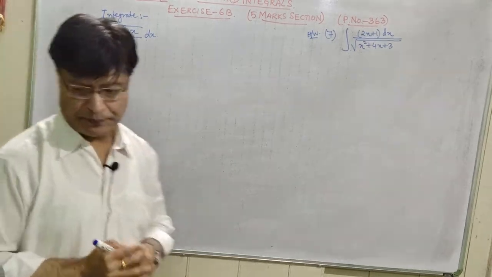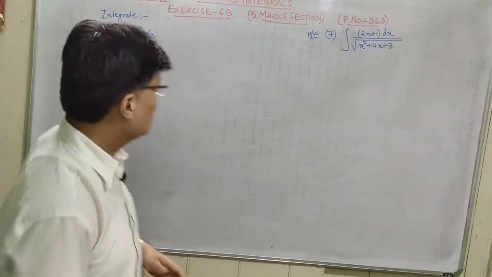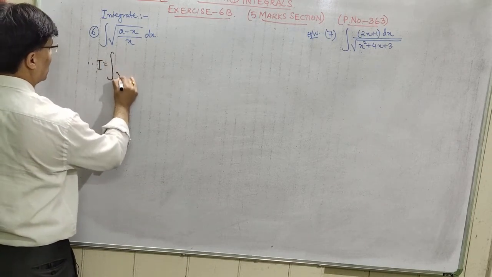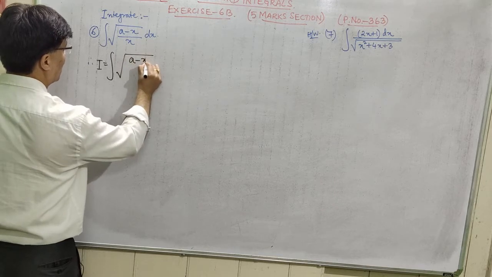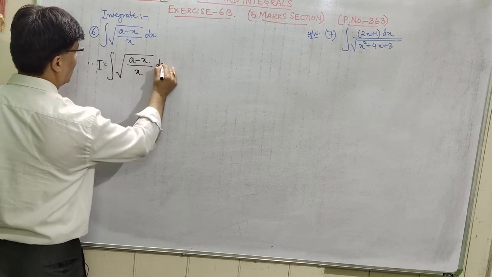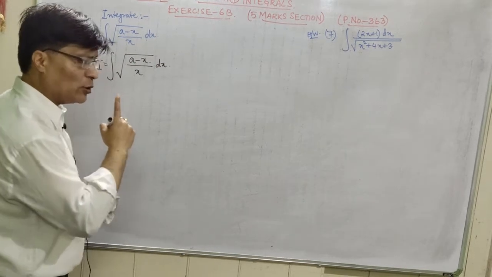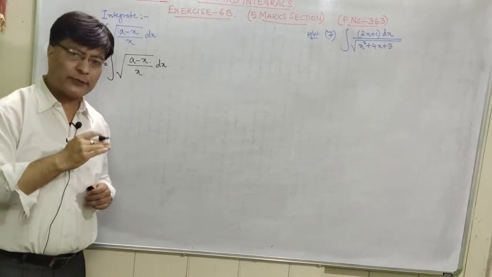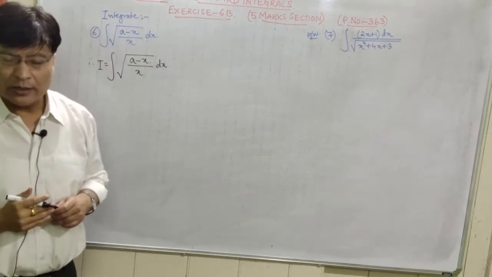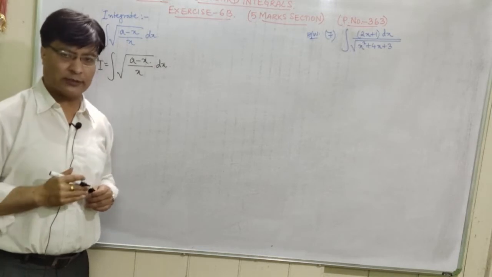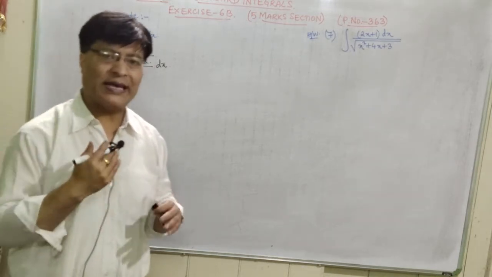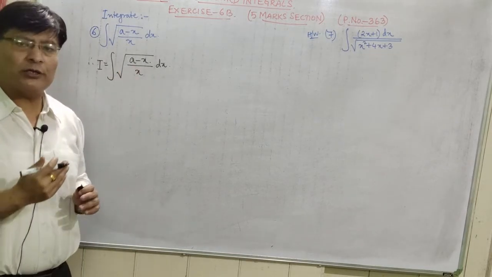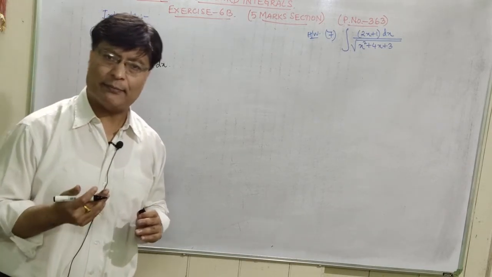Therefore I is equal to integration of within square root a minus x divided by x dx. I told you about the method for this question number 6. Both the expressions are under square root and you have to remove square root from the numerator. What is the method for eliminating square root from the numerator? You have to multiply both the numerator and the denominator by a minus x.